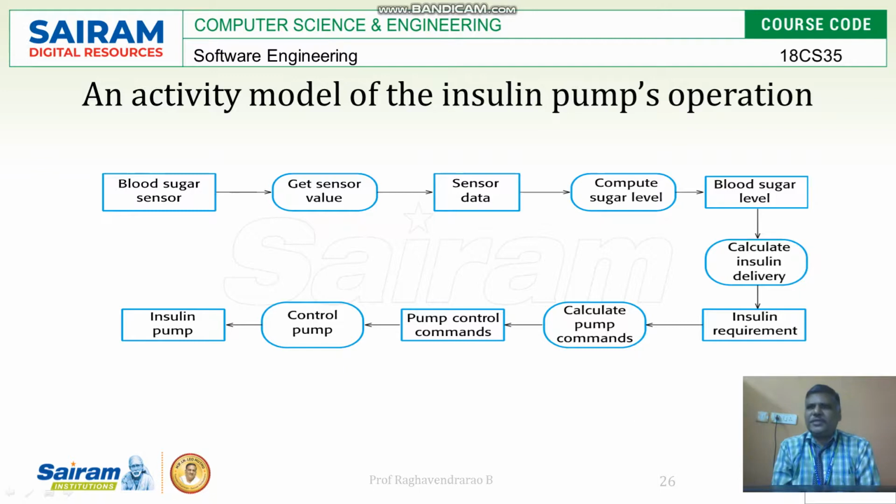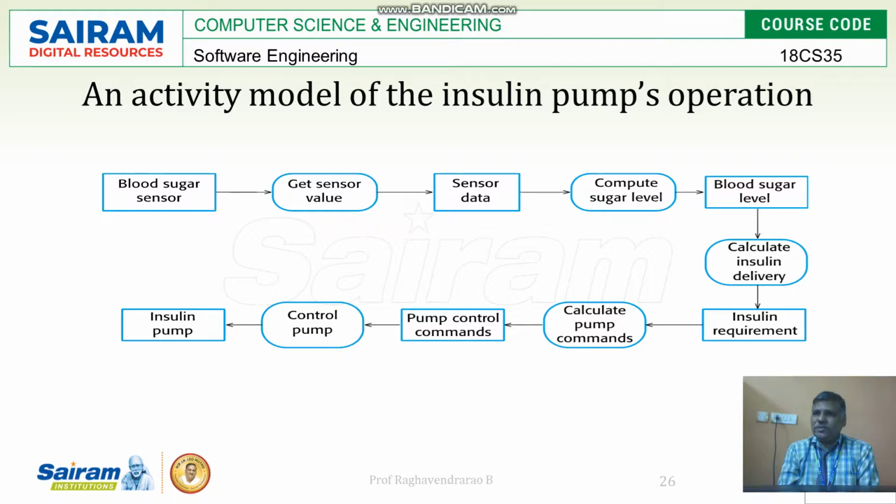One of the activities you might already have studied in module 1 is the insulin pump operation. This is a proper way of completing the activity. Here blood sugar sensors are going to be there, and they communicate to get the sensor values. The sensor value data is taken and the sugar level is computed, and based on the blood sugar level, the instructions are given to the insulin pump. For that we have to calculate the insulin delivery.